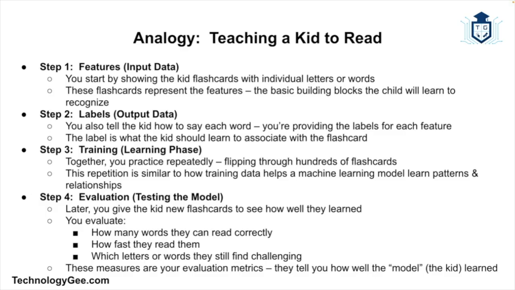Then we have the evaluation. So later, you test the kid with new flashcards to see if they can still read correctly. You evaluate how many they got right, how fast, and whether they struggled with certain letters. These are the evaluation metrics. And basically, that is machine learning in a nutshell.